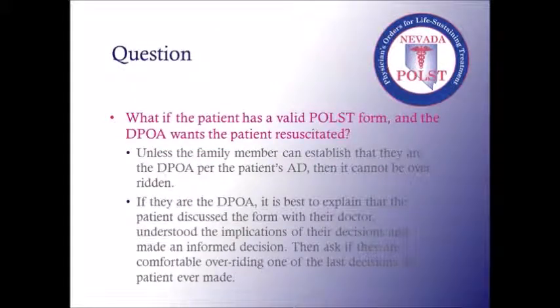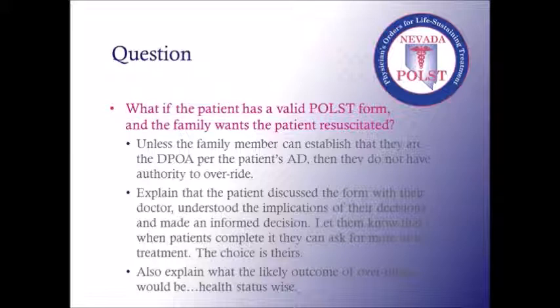Question sometimes comes up, what if the patient has a valid POLST and the durable power of attorney wants the patient resuscitated? Unless that family member can establish that they are the durable power of attorney per the patient's advance directive, then it cannot be overridden. If indeed they are the durable power of attorney and can prove that, then it's best to explain that the patient discussed the form with their doctor, understood the implications of their decision at that time, and had made an informed decision, and ask if that durable power of attorney acting on their behalf are really comfortable overriding one of the last decisions that patient ever made.